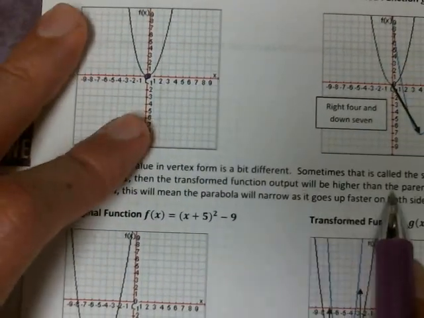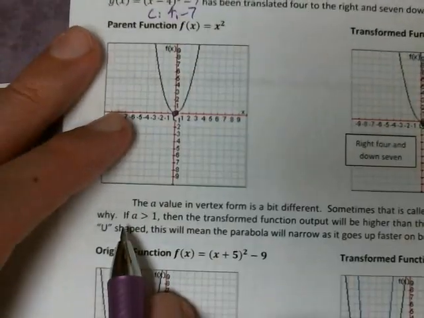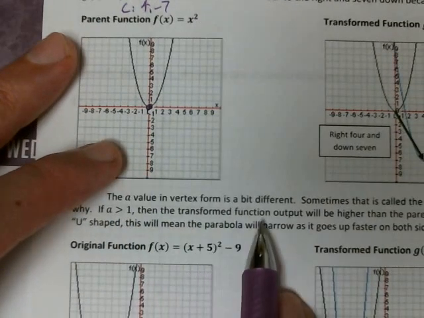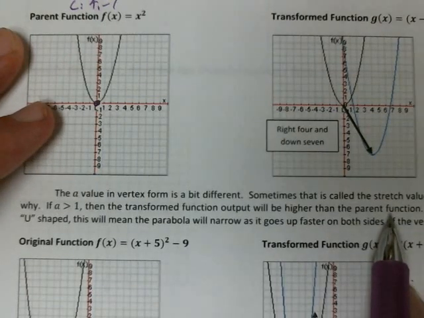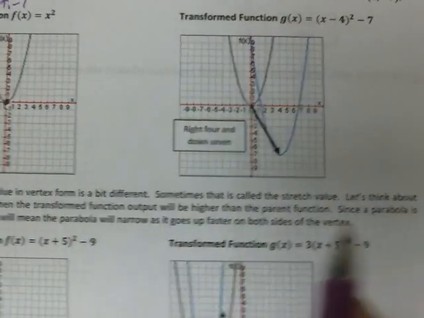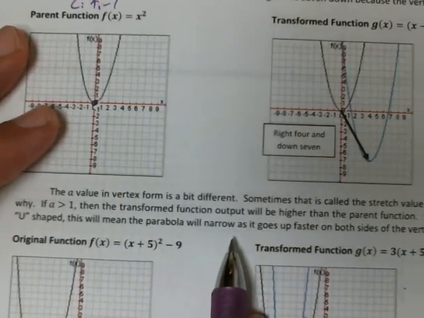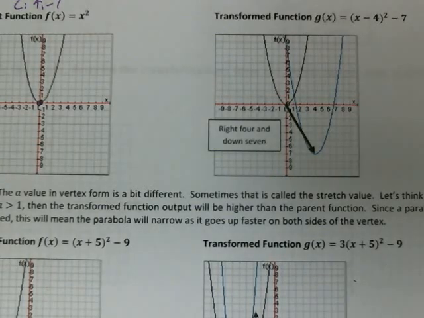It says sometimes that is called the stretch value. Okay, let's think about why. If A is greater than 1, then the transformed function output will be higher than the parent function. Since a parabola is U-shaped, this will mean the parabola will narrow as it goes up faster on both sides of the vertex.